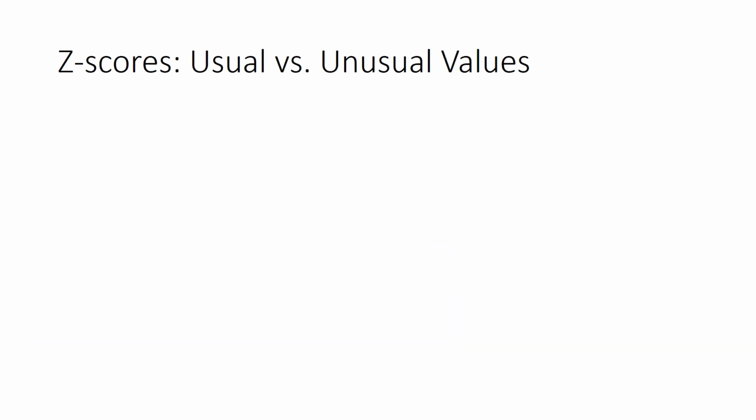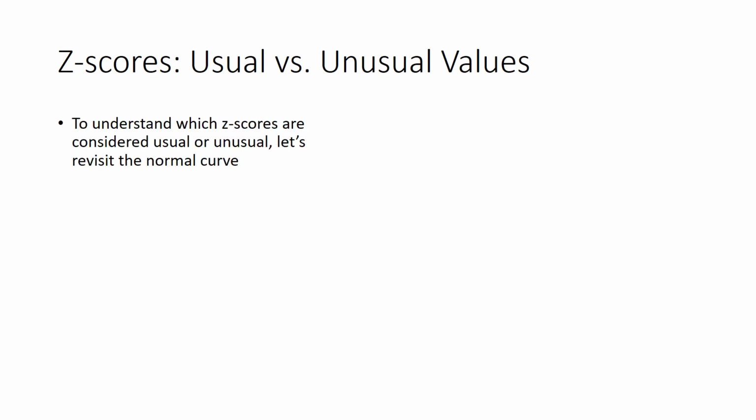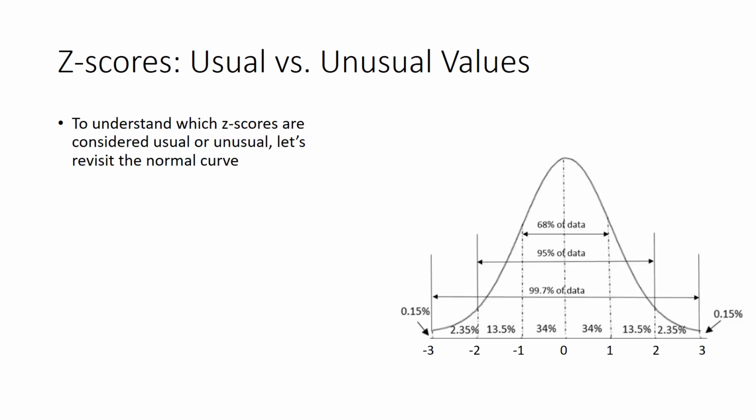Let's look at how z-scores can tell us about whether we have a usual or unusual value. Again, this is really meaningless unless you are working with data that is normally distributed. You can't really use z-scores if you don't have populations that are normally distributed, or of course, if you're using the central limit theorem, which is covered in a different video.